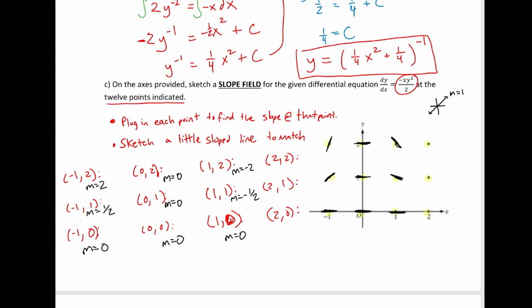And then finally, if we plug in 2, 2, we're going to get -2 times 2 squared. That's -2 times 4 is -8. Divided by 2 is -4. So that's going to be pretty steep there. I'm going to do my best here to make this as steep as possible without making it look vertical. At 2, 1, we've got -2 times 1 is -2. Divided by 2 is -1.